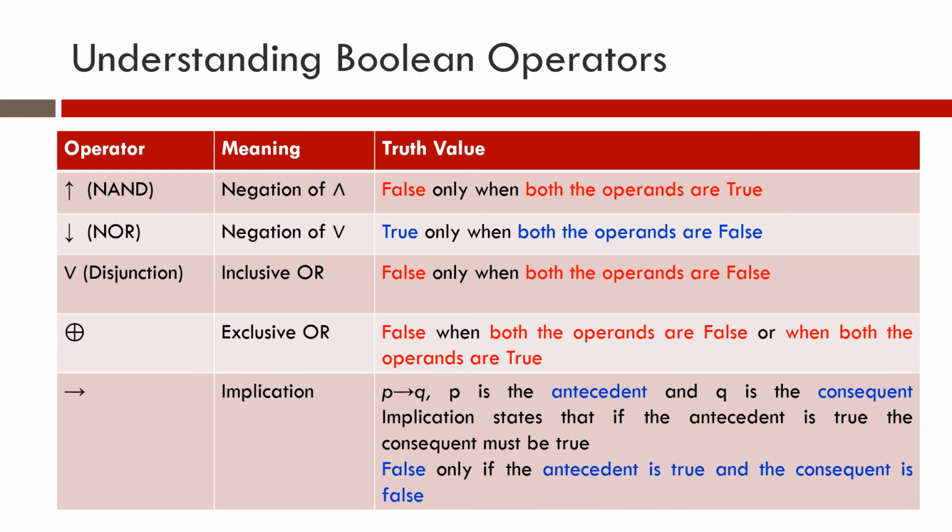Now this is just a table which defines the truth value and the meaning of each of the operators NAND, NOR, disjunction, XOR and implication. This we have already discussed, so we will skip this.